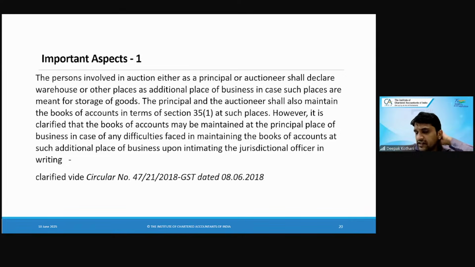It can be the auction house or it can be elsewhere. Suppose it's a huge machinery which you cannot bring to the auction house, so it can be the place where it already is, so that the transportation charge can be saved. So it can be the auction house or it can be elsewhere.